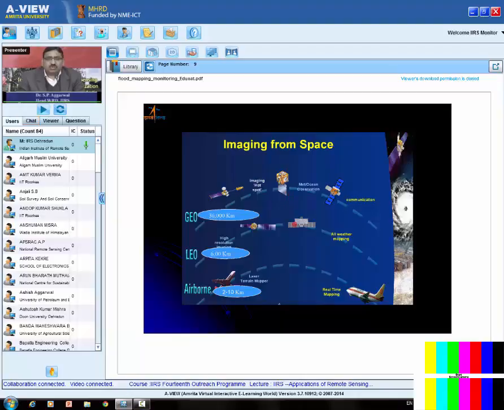So these two orbits are very important even for flood mapping. However, we are interested in how much area is inundated, which road is affected, and infrastructure damage. For that, this orbit is very good, and there are many satellites.